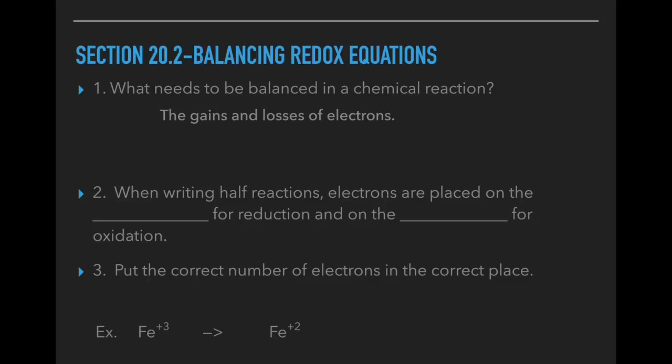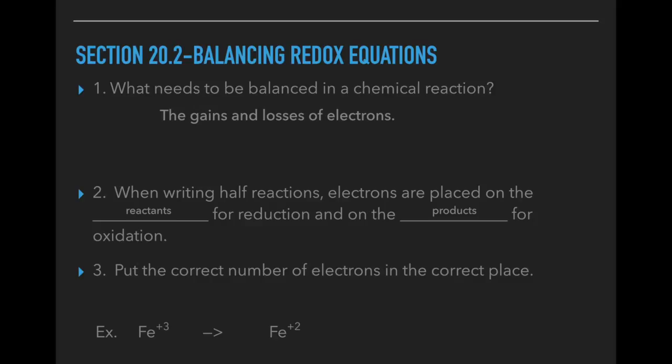Now, for half reactions, electrons are going to be placed on the reactant side for a reduction reaction, because reduction is gain, so you're going to gain electrons, so those would be put on the reactant side. And then for an oxidation reaction, it's going to be on the product side. So if you notice here, for number 3, I start with iron with a +3 charge, and I finish with iron with a +2 charge.